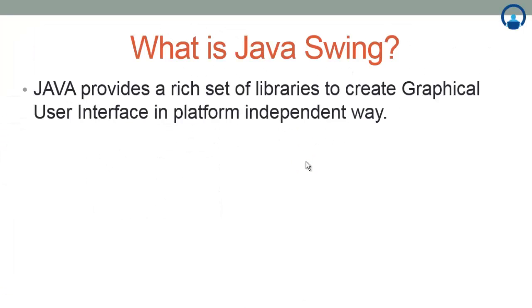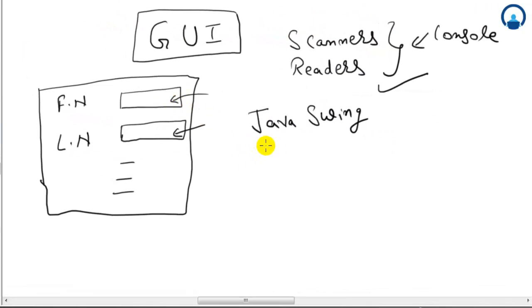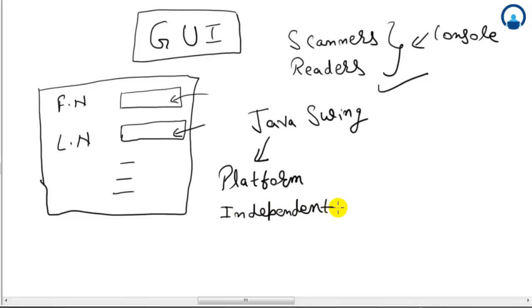as it is written here, provide a rich set of libraries to create a user interface, which we discussed, in a platform independent way. We all know that one of the advantages of Java is that Java is platform independent. So as Swings are written in the Java language, automatically they will also be platform independent.